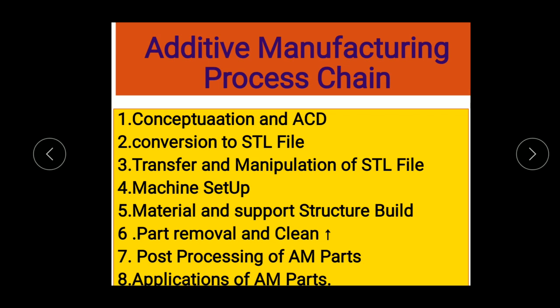Moving on to step 4, machine setup, which indicates that once the STL file reaches the additive manufacturing machine, the machine needs to be set, which means the required machines, equipment, and machine parameters need to be arranged. As we can see, step 5 is the material and support structure build.